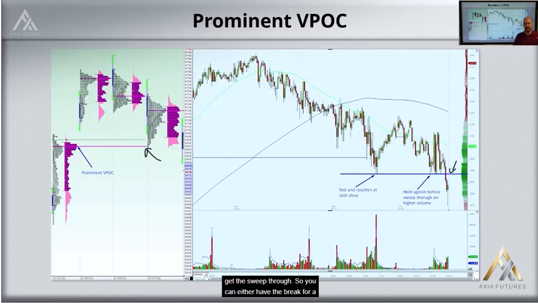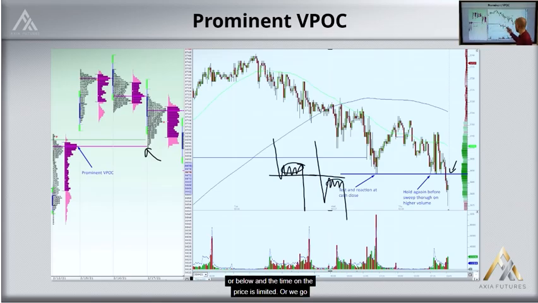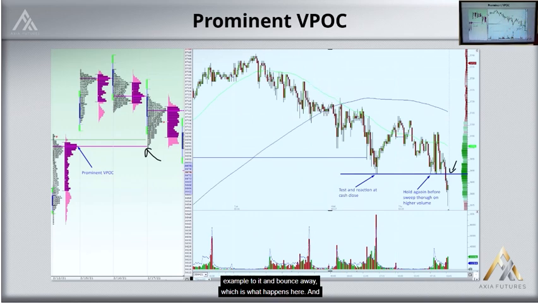So you can either have the break through a high volume with trade above it. If you have this as your high volume, you will either trade above and through, or you will trade through and back. But either way, you won't put a great deal of trade actually on that price. Most of the trade will be above or below, and the time on the price is limited. We go through it, or we go to it and then through it, or in the previous example, to it and bounce away, which is what happens here.